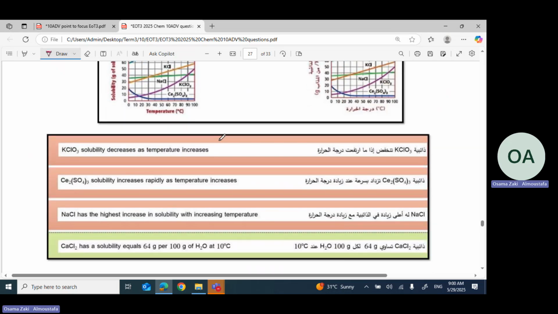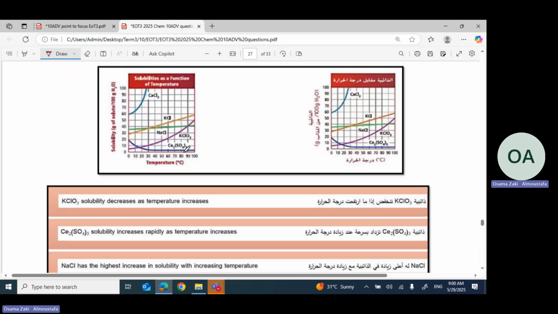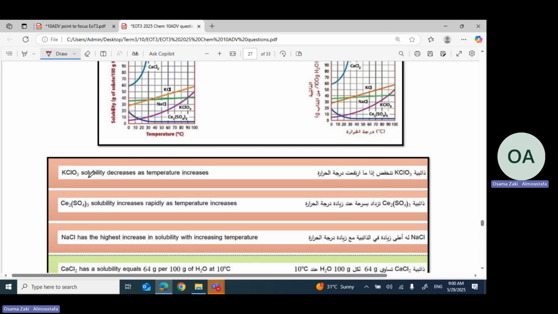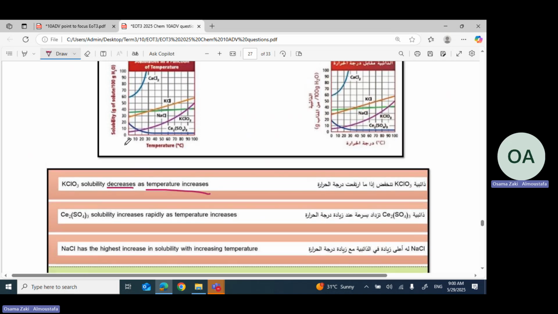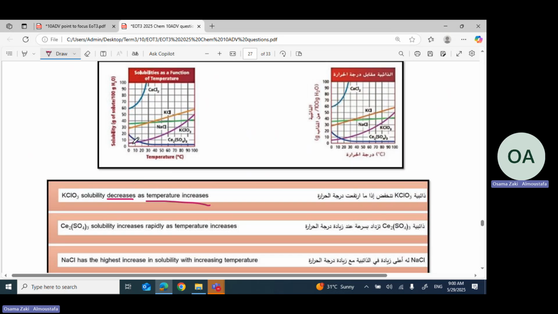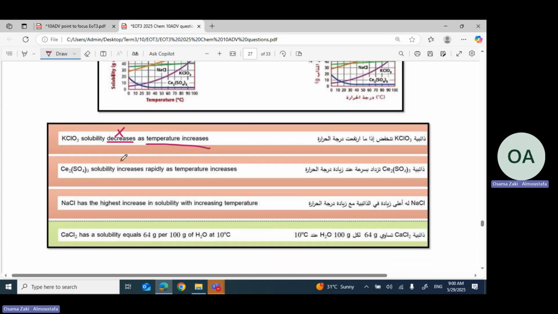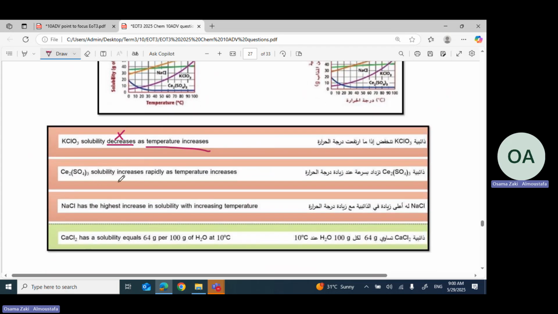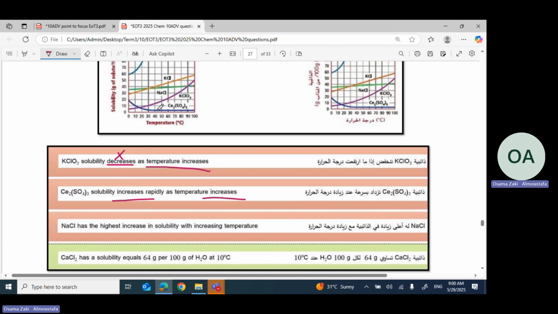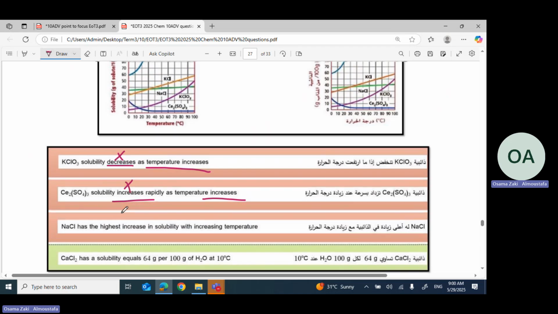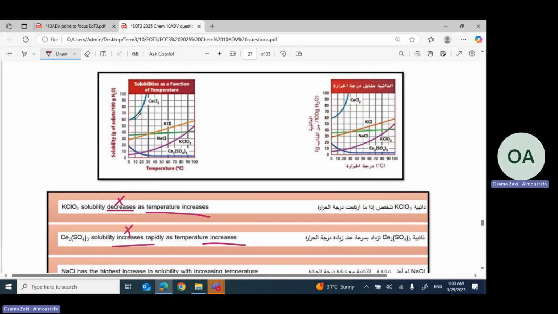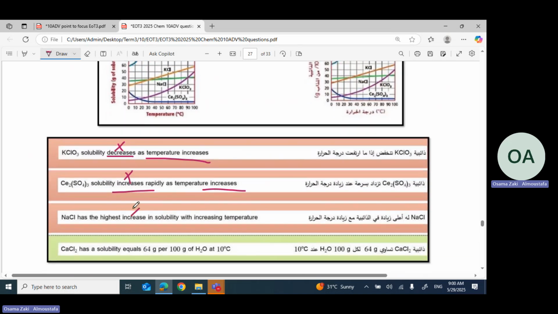Look at the graph here. They said which is correct. KClO3 solubility decreases as temperature increases. So let's see, KClO3 increases. So this is not correct, because by increasing the temperature, KClO3 increases, not decreases. Here, Ce2SO4 increases as temperature increases. Look at Ce2SO4, it decreases, not correct. NaCl, the highest increase? No, not NaCl. The highest increase is CaCl2. So this is not correct.